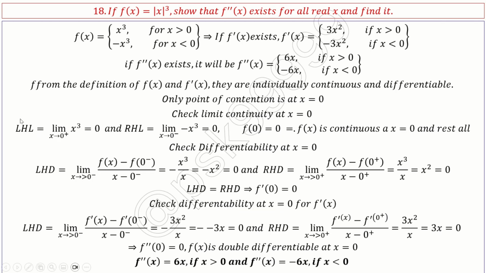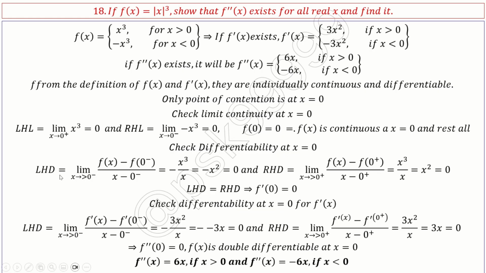Okay, so let's call RHL, which is nothing but limit x tends to 0 plus x cube, which is nothing but 0. LHL, limit x tends to 0 minus x cube, is also 0. F of 0 is 0. So f of x is continuous at x equal to 0. And rest all is anyway continuous, we know. At x equal to 0 also it is continuous.